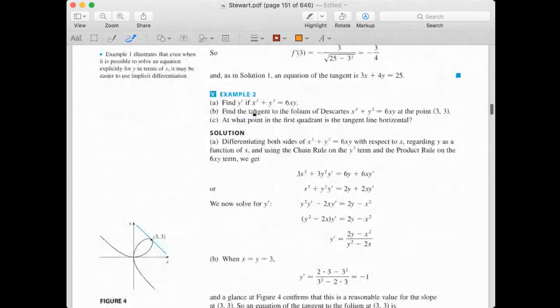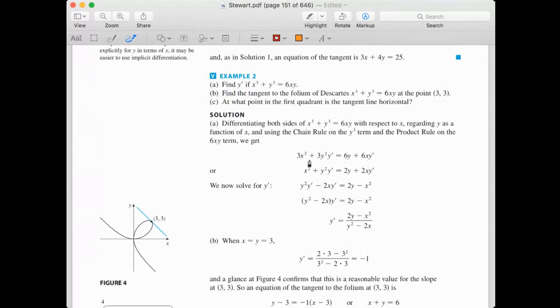Okay, let's see this example. We have x cubed plus y cubed equals 6xy. So we'll take a derivative simultaneously. x cubed, we get 3x squared. y cubed, we get 3y squared dy/dx, or y prime. Then 6xy, apply the product rule. We simplify, and in the end we get y prime, or dy/dx, equals (2y minus x squared) divided by (y squared minus 2x). Given any point, we can find the tangent line. We can find the rate of change at the point, the instantaneous rate of change at the point.